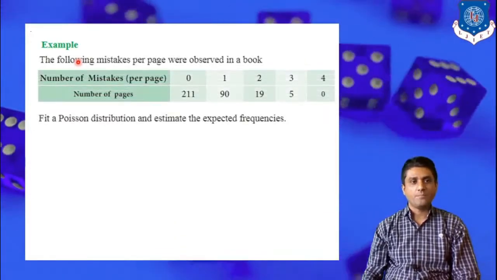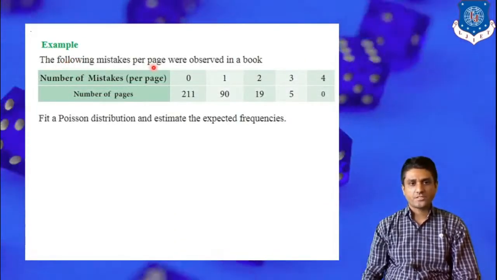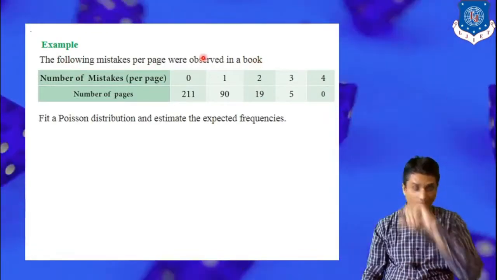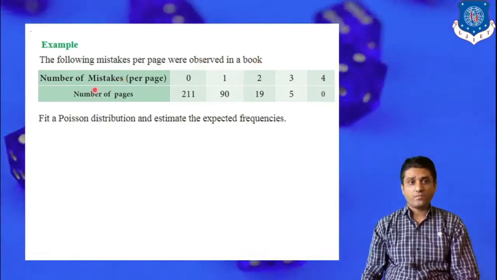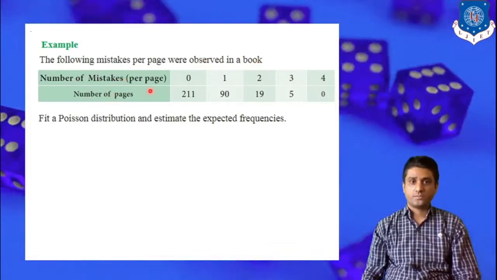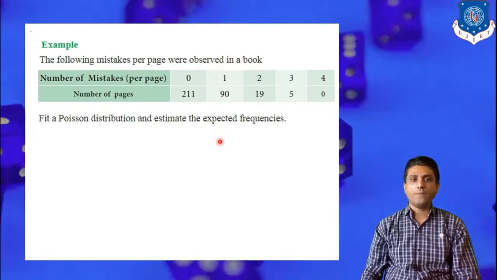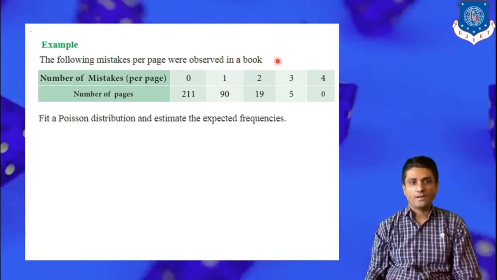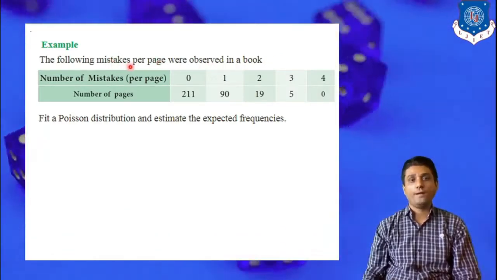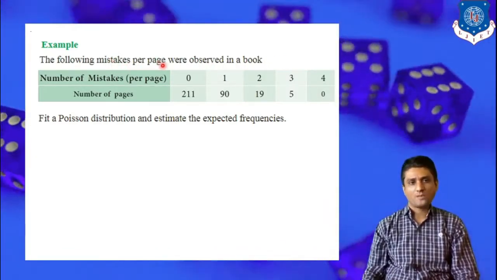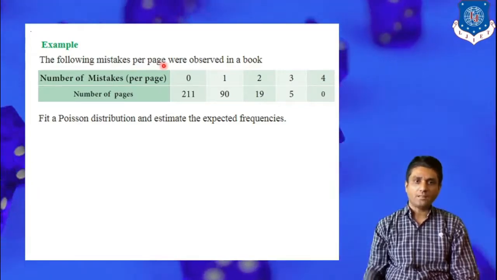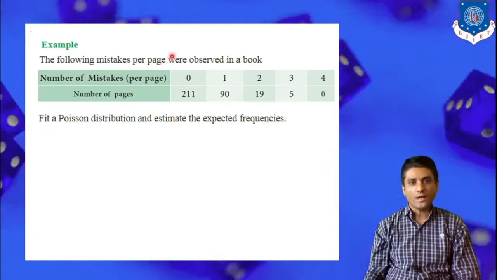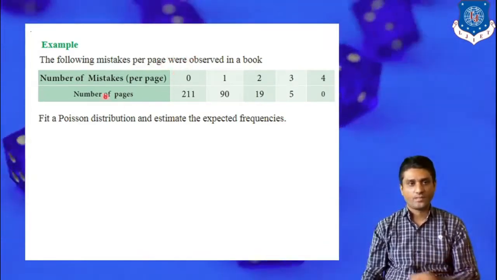So let's start an example. The following mistakes per page were observed in a book. I will repeat more precisely: the Poisson distribution is applicable when the number of successes is very small. Here our success is finding a mistake on a particular page in the book, and mistakes are few, so the Poisson distribution fits here.